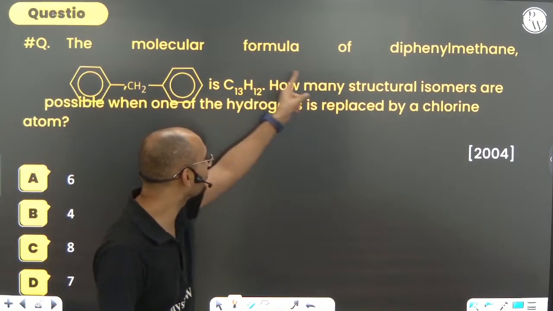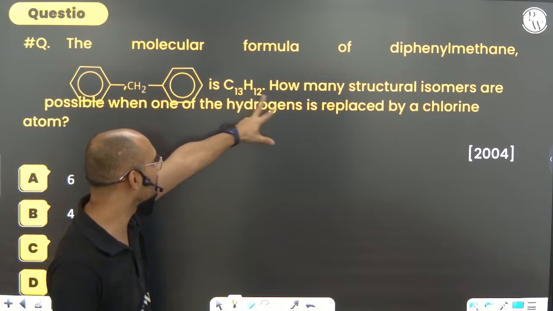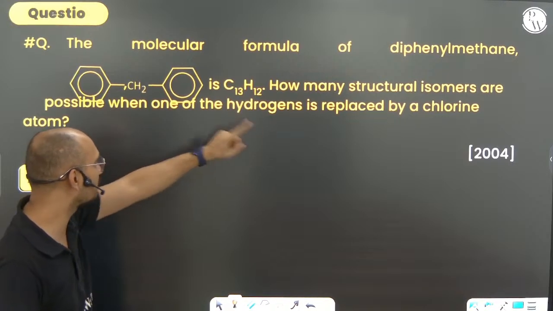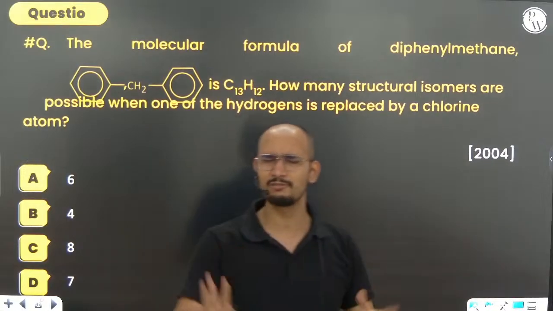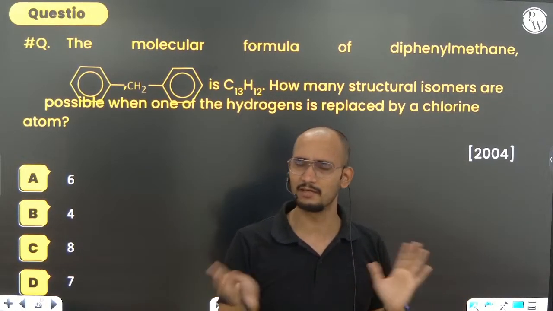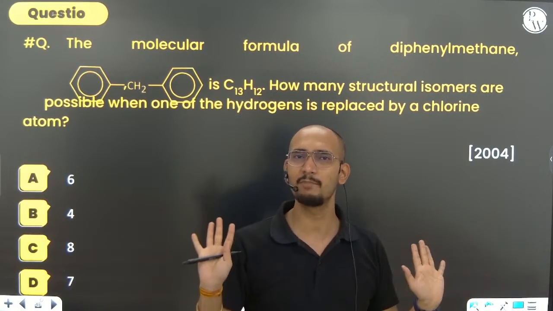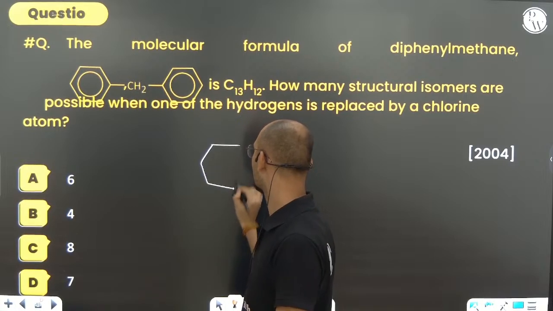Next, the molecular formula of the diphenyl methane. This diphenyl methane is this. How many structural isomers are possible when one of the hydrogen is replaced by a chlorine atom? Okay, now you have to see again. हमेशा ऐसे क्वेश्चन क्या करो? See how many types of hydrogen are there. If you see the type of hydrogen, remove those hydrogen. वहाँ पे Cl लगा दो. Means that many types of product will be formed. How many types of hydrogens are there? चलो check करो. Let's just check that.